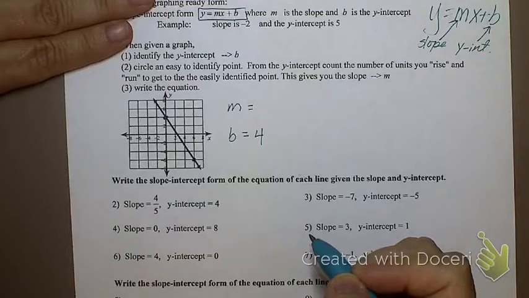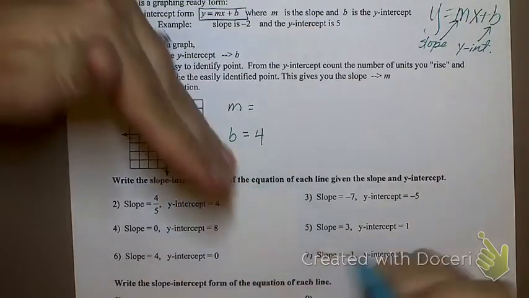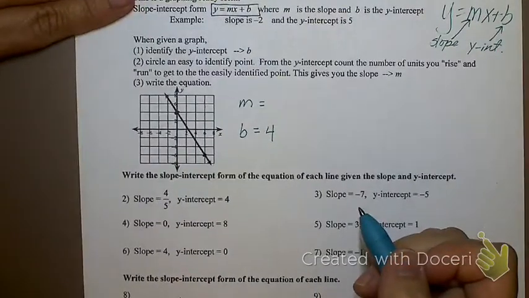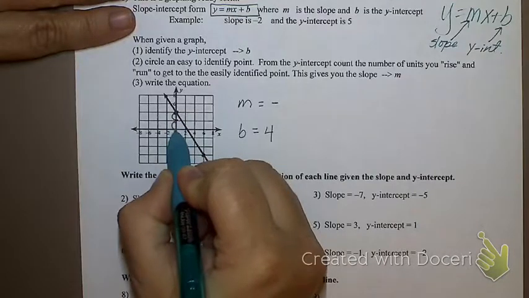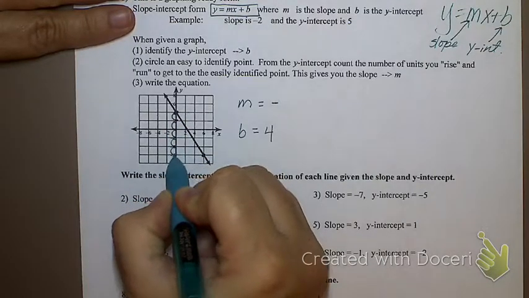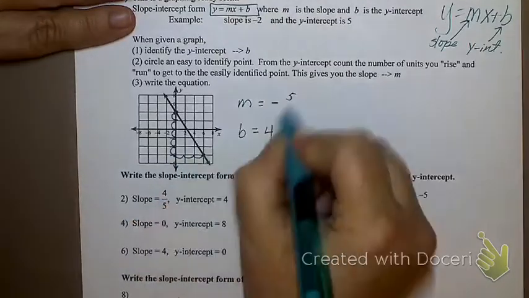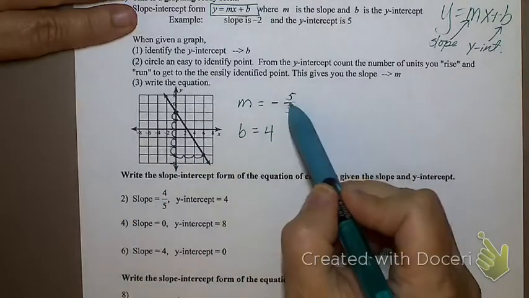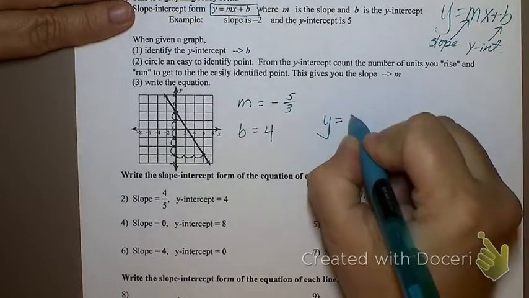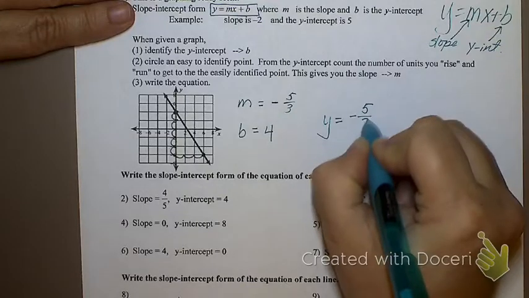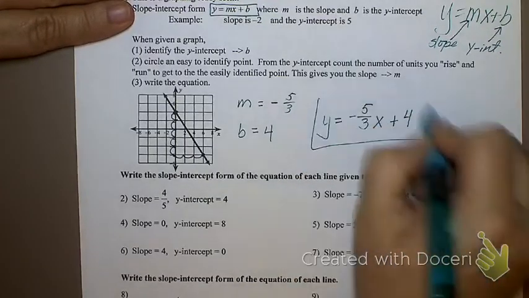Yeah? So from there, I should know, since this is going downhill from left to right, what does that tell me about my slope? It's negative. My rise would be 1, 2, 3, 4, 5. And the run would be 1, 2, 3. So if this is my slope, and this is my y-intercept, my equation is what? Y equals negative 5/3 x plus 4. That's my equation.